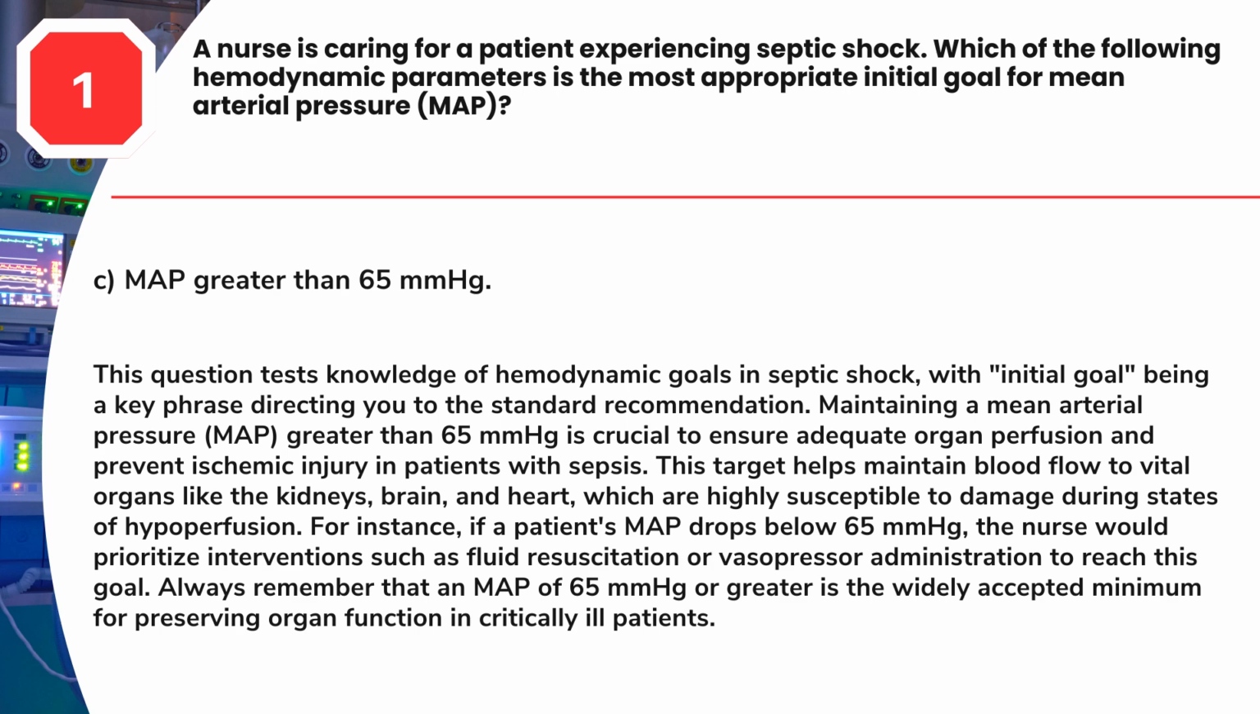This target helps maintain blood flow to vital organs like the kidneys, brain, and heart, which are highly susceptible to damage during states of hypoperfusion. For instance, if a patient's MAP drops below 65 mm of mercury, the nurse would prioritize interventions such as fluid resuscitation or vasopressor administration to reach this goal. Always remember that a MAP of 65 mm of mercury or greater is the widely accepted minimum for preserving organ function in critically ill patients.